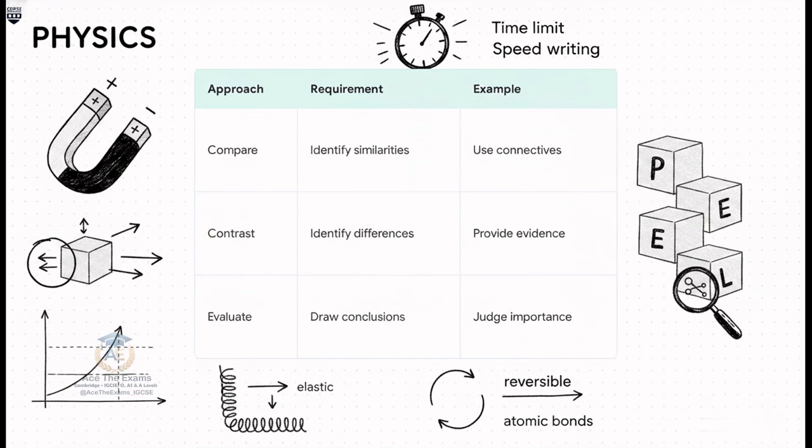Point: elastic deformation is reversible, plastic is not. Evidence: in the linear region, removing the load returns the spring to the origin. Explanation: because the atomic bonds have stretched but not broken. Link: therefore, past the elastic limit, the solid retains a permanent change in shape. That is an A-star paragraph.